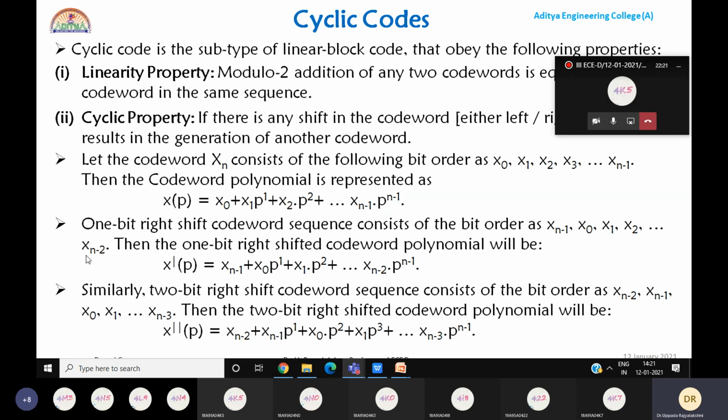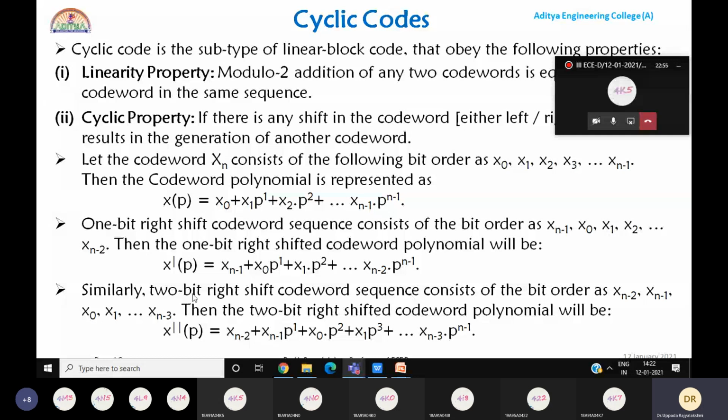What is the last bit? xn minus 2. Then the one-bit right-shifted forward polynomial will be x dash of p, which is xn minus 1 plus, because here the LSB will now be xn minus 1 since we have right shifted one bit. So the LSB is xn minus 1 plus x0 p power 1 plus x1 p square plus so on plus xn minus 2 p power n minus 1.